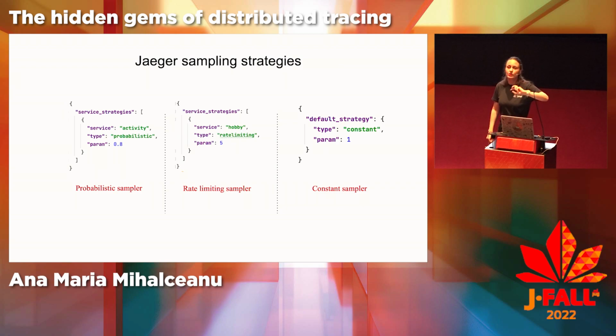For hobby, I want to use rate limiting. This means 5 requests per second, I want to get them. I want to get that information. The rest, I don't care if I get more requests per second. And for other microservices that will be in my system, I'm just going with the default strategy, which is constant, get all. I don't have any other, and it doesn't matter. The constant sampler can work in this case. That was the first part of configuring.